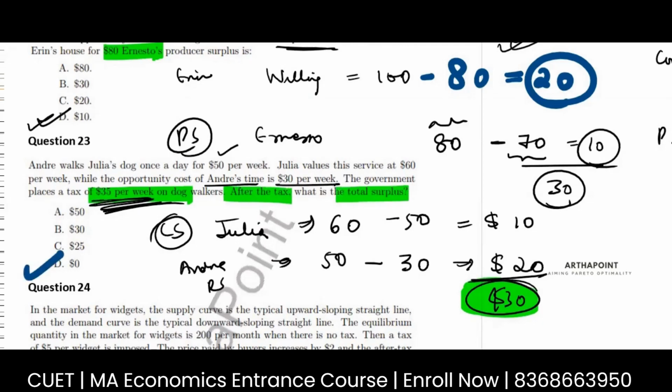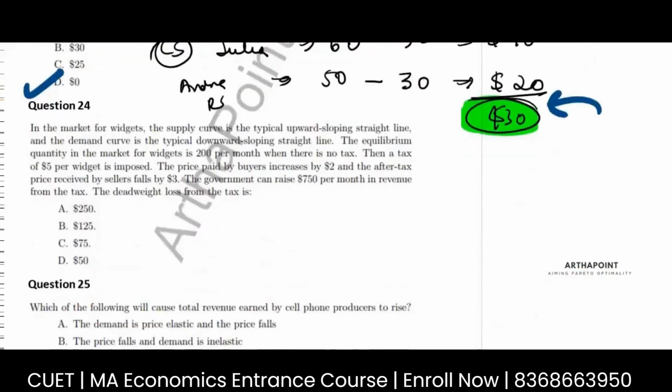The maximum surplus was 30. Now, this is the maximum that they were earning, but they ended up paying more than what they were earning. They ended up paying 35 to the government. So it will go down to 0. This is the answer. Come to the next question.